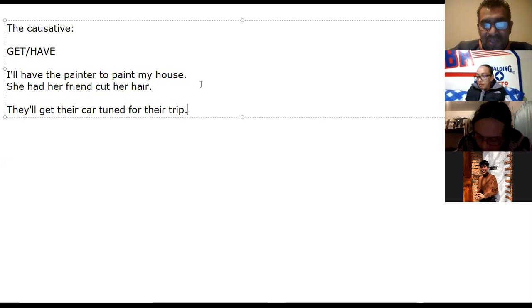They'll get their car tuned for their trip. Okay, in this case, in this example, I am not mentioning the person who is going to do the service. When you don't mention the person who is going to do the service, we use passive voice because this sentence is in passive voice. But if you're going to mention the person who is going to make the action, then you use infinitive.